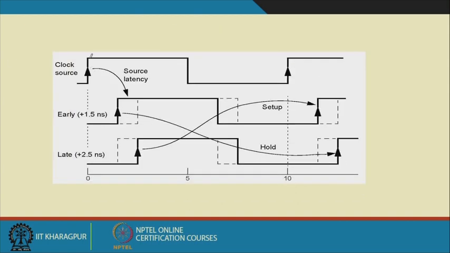So this is the clock source. Whenever it says that early is 1.5, after 1.5 this edge will occur. So at that time this is the early clock signal, and the late clock signal is 2.5 nanosecond later. So here you see the corresponding setup and the corresponding hold are mentioned here. That means, for this particular early, this is the setup and this is the hold. Okay.